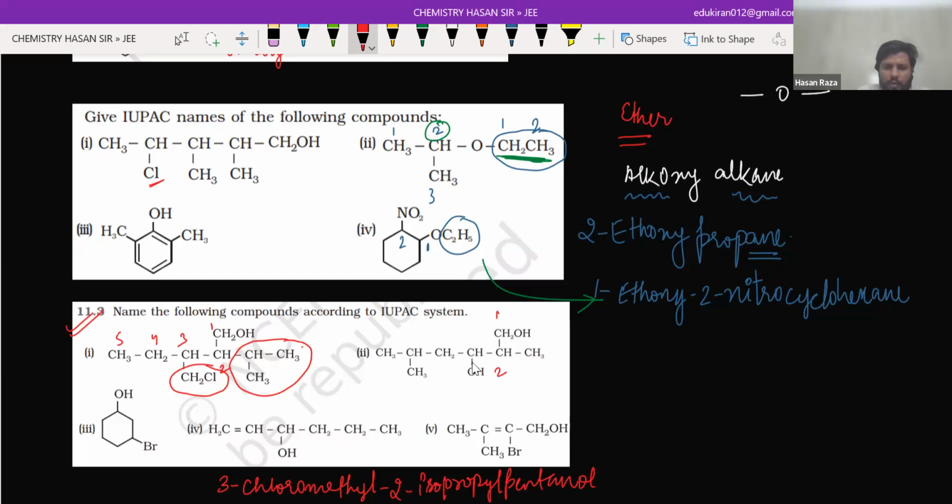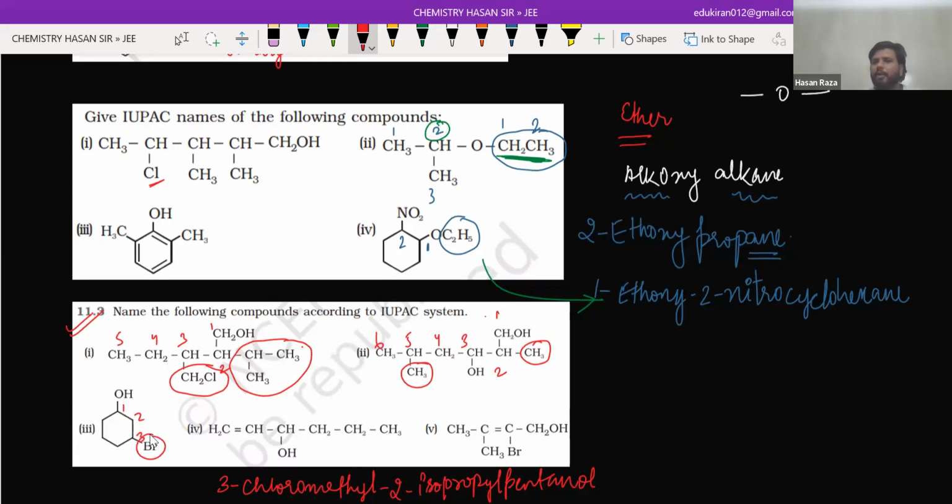This is quite easy. The next one, 1, 2, 3, 4, 5, 6. So you can see that it is 2,5-dimethylhexane-1,3-diol. Yes or no? Yes, Shahid, sir. Are you getting it? And Madiha, why are you not responding? Okay, this is very easy.